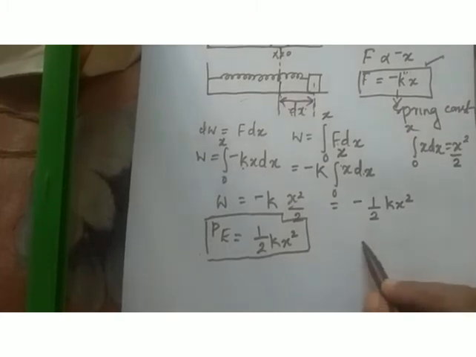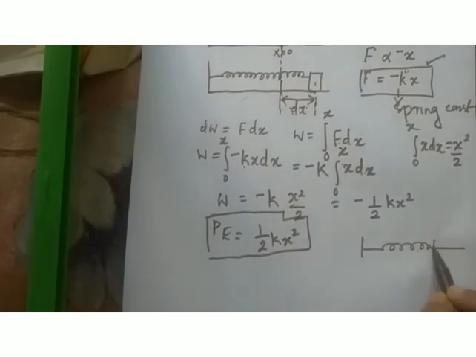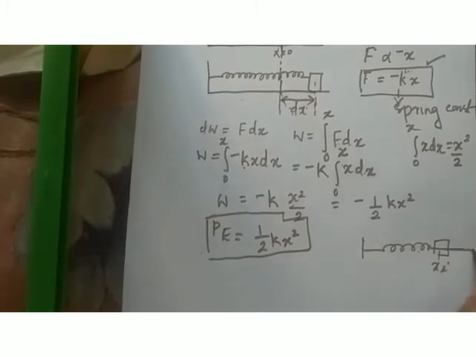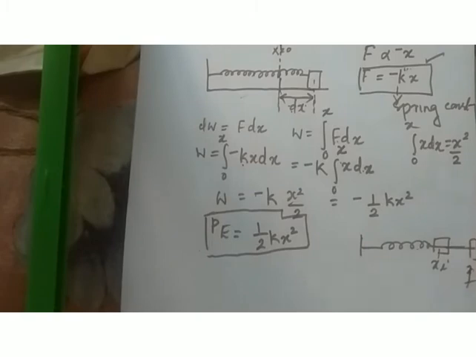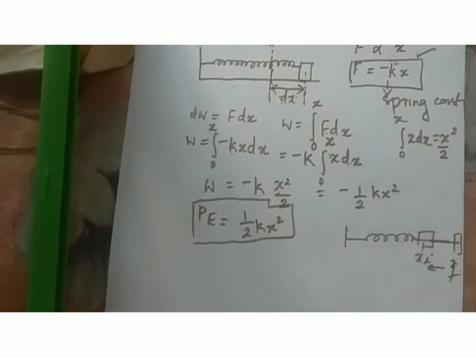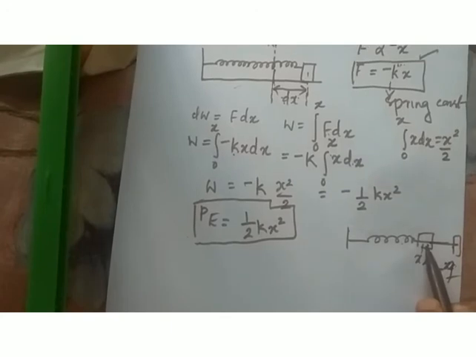Suppose, see, this is a spring and this is the initial position of the spring, and if it is displaced from initial position to this position xf and again back to xi, then what is the result? Okay, suppose the spring is displaced from an initial position xi to xf and again back to xi. Then what is the expression?